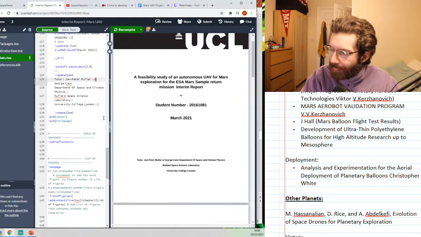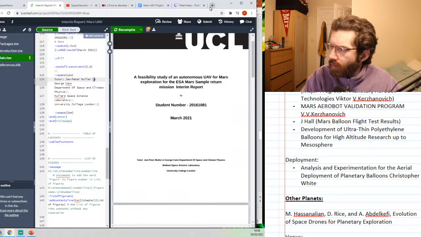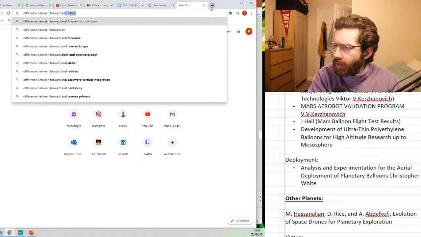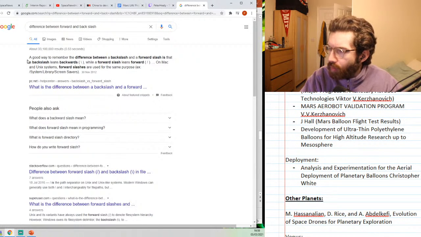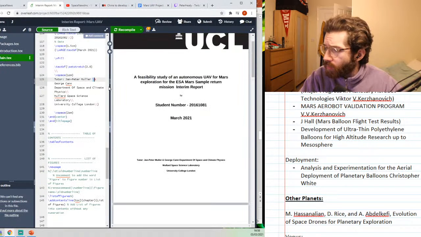In LaTeX, if you want to use a symbol in your document, you need to make sure you put this little backslash, or forward slash, is it? From left to right, it's going down. A good way to remember the difference between a backslash and a forward slash is that a backslash leans backward while a forward slash leans forward. Yeah, that makes sense. So this is leaning backwards, so it's a backslash.